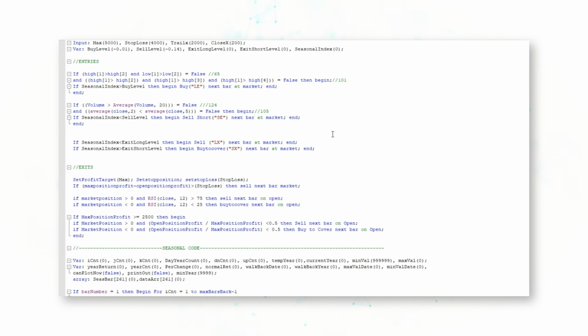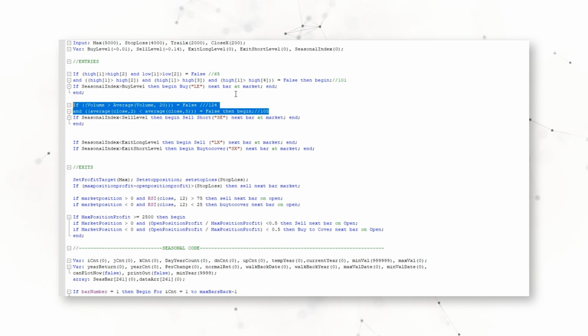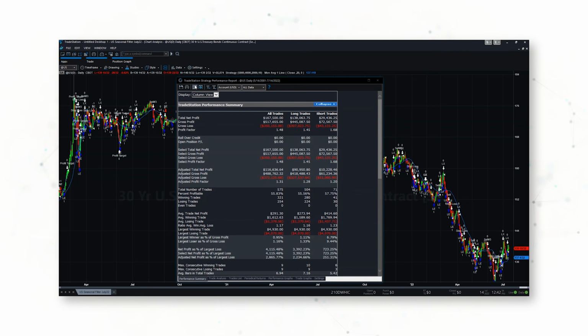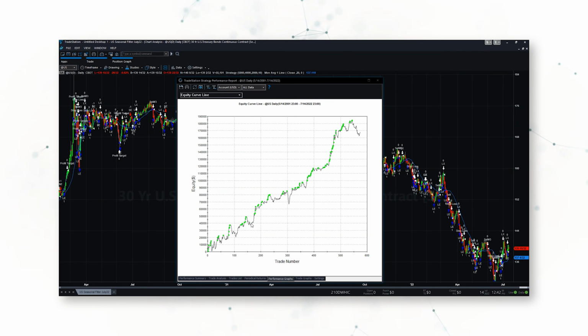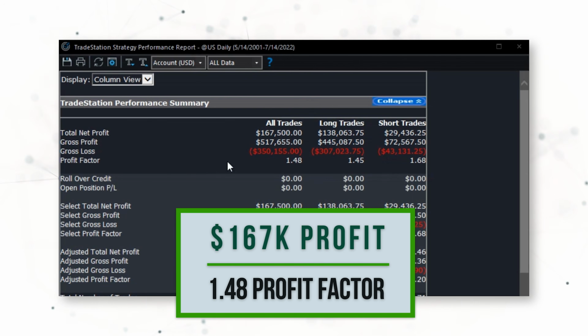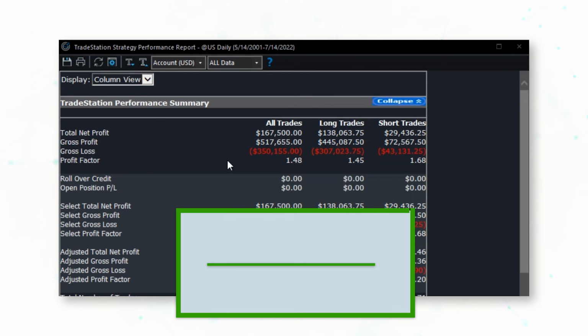And let's keep going. We are going to add a set of entry filters ahead of the buying entry, and we're going to add another set of entry filters ahead of the sell short entry. So we're going to have fewer trades, but we're eliminating some bad trading setups. As we can see, this is going to improve performance even further. Now we've got a cumulative profit of $167,000 with a profit factor of 1.48.